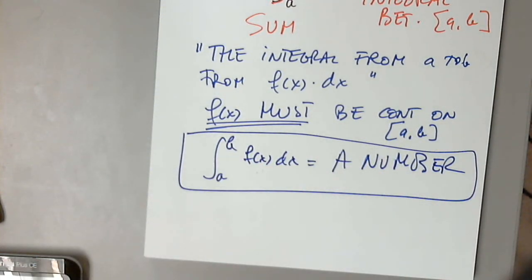Because we have another type of integral, which will not be a number. We have two different types of integrals, and this is the definite one that gives us the area, and the result will always be a number. The function must be continuous.